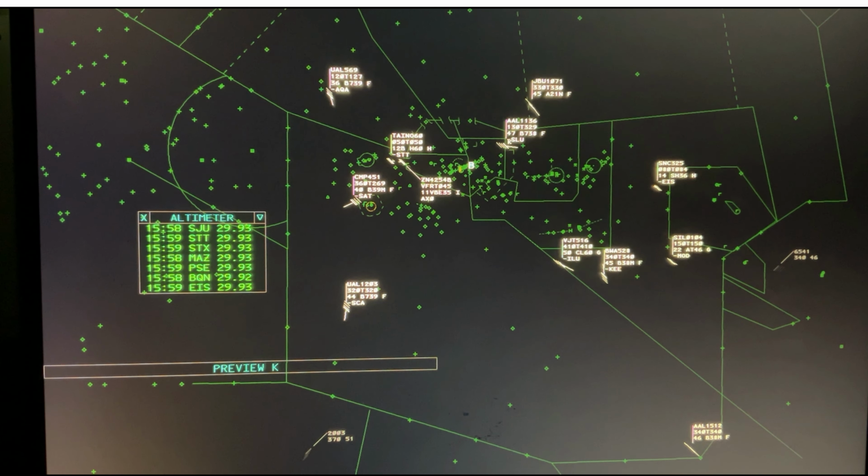Bonanza 54 Bravo traffic, 12 to 1 o'clock, 5 miles opposite direction. Blackhawk 5,000.